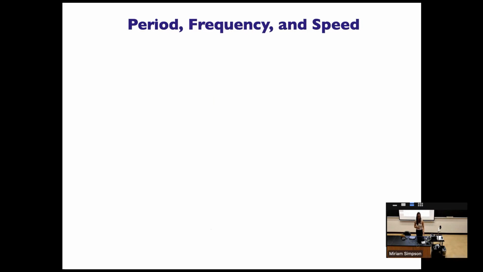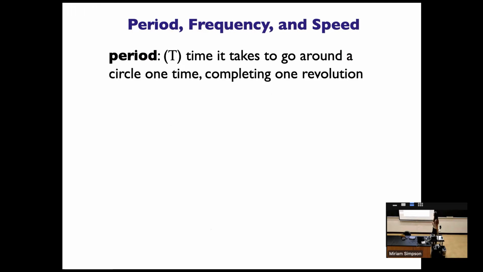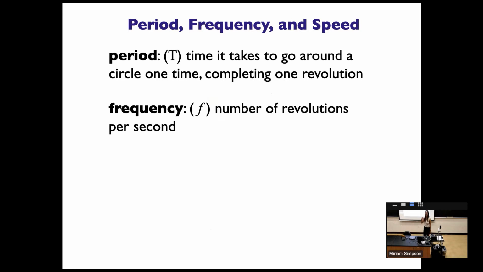So in order to talk about this, we're going to have to define a couple new terms. This is the less exciting part, but we'll start with period. Period is the time it takes to go around a circle one time. So one revolution, this is the time. Frequency is just the inverse of period, so it's the number of revolutions per second or per time. Like the unit RPM, that's rotations or revolutions per minute. So period and frequency are related. Frequency is just 1 over the period.